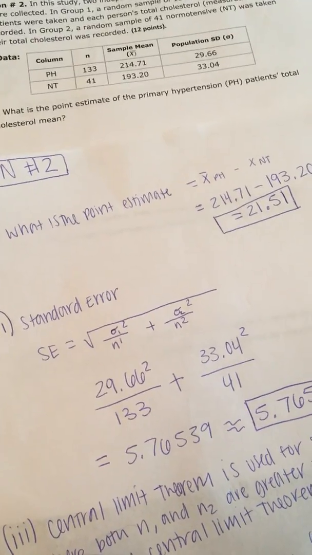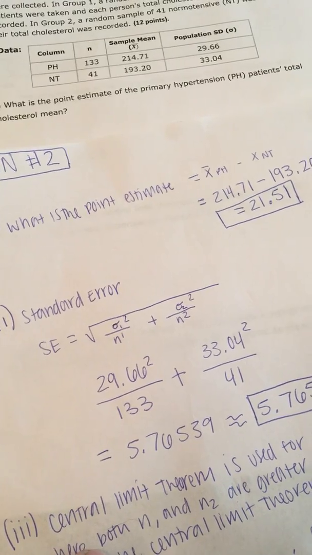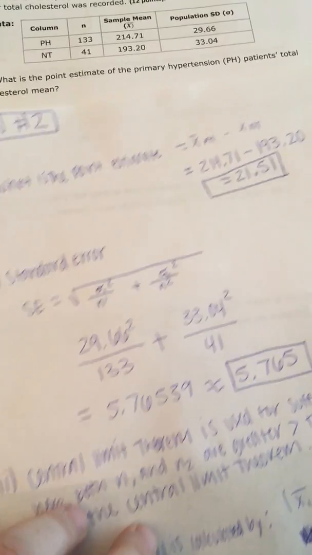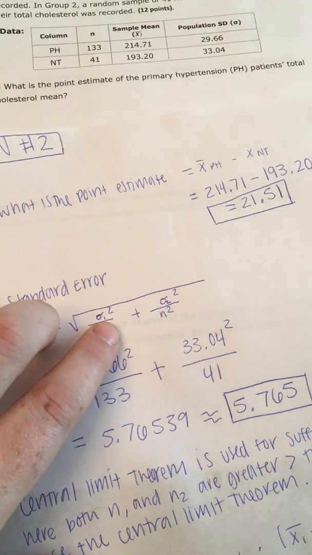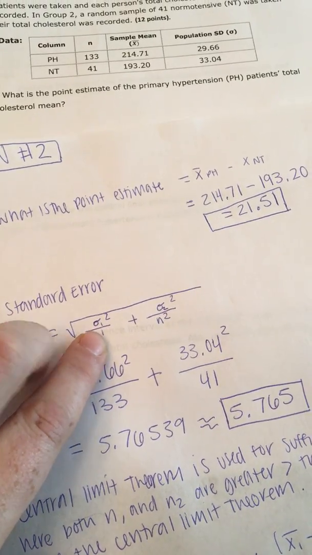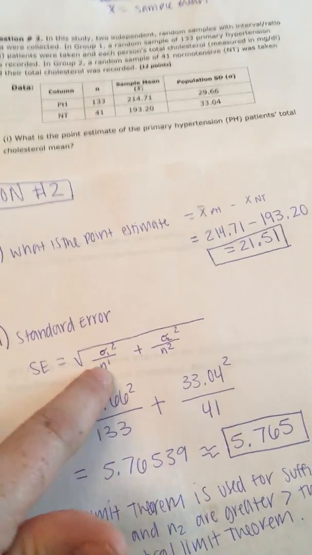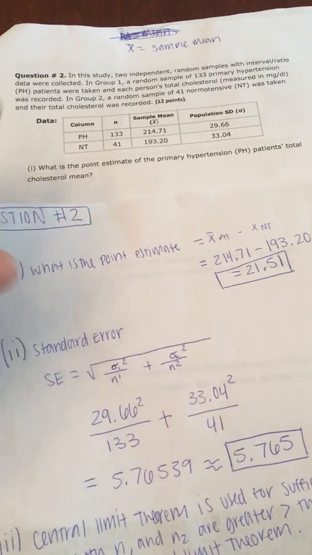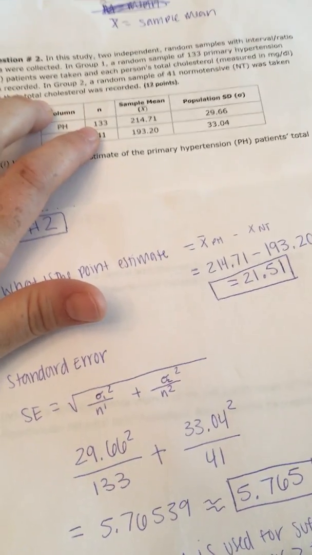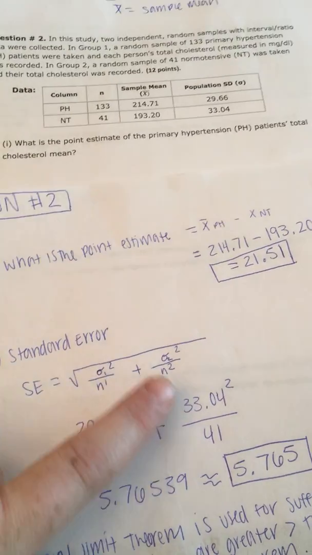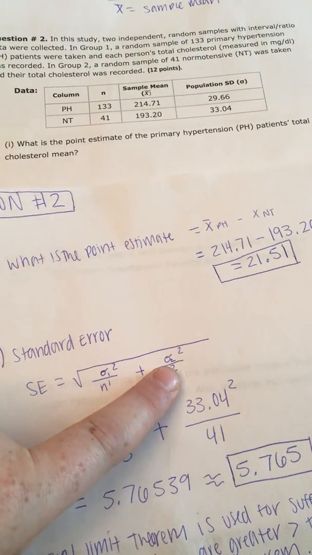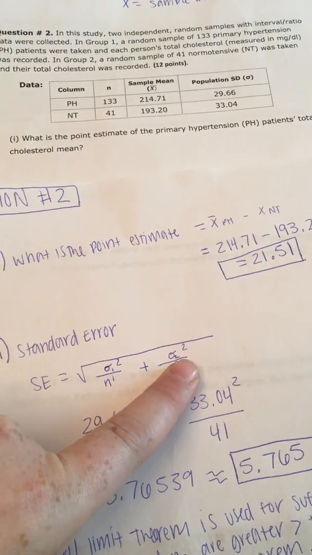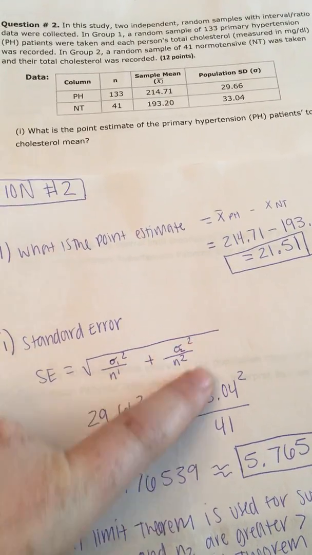And now we just have to use the standard error formula, and that would be our standard deviation squared over our total sample size, which we can find here, which is the 133, over the standard deviation squared, like 2 squared.